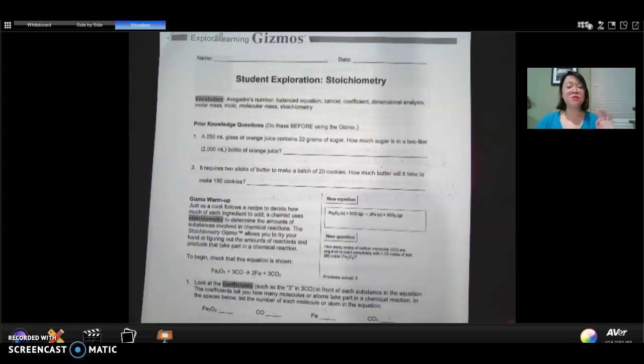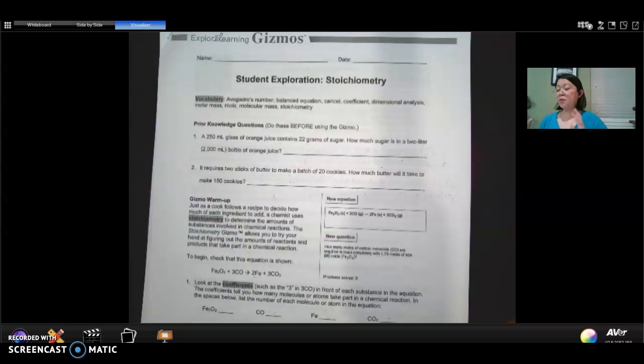Hello, everybody. So today we are going to go through our stoichiometry gizmo simulation, and hopefully this will help us understand stoichiometry more, a little bit more reason behind why we set up the numbers the particular way inside of our train tracks. So before we get into our simulation, we're going to be doing a few prior knowledge questions and a little bit of a warm up.